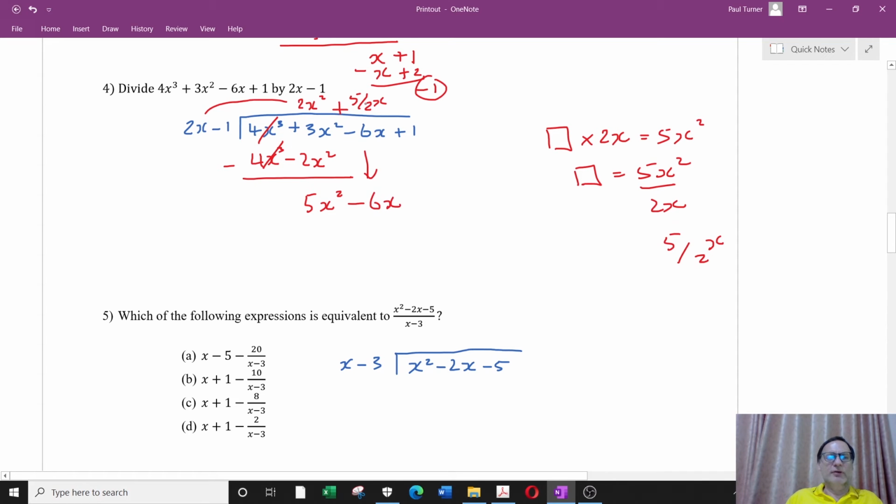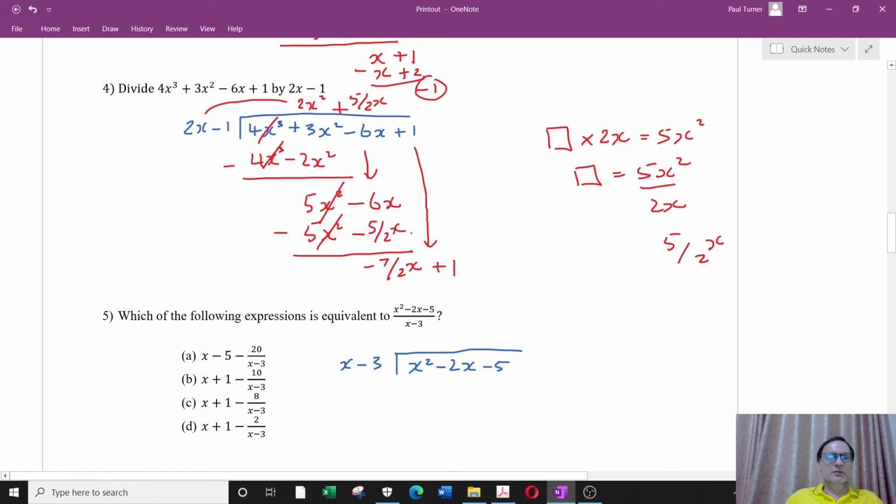Okay, so 5 on 2x times 2x will give you 5x squared. 5 on 2x times minus 1, minus 5 on 2x. Okay, 5x squared minus 5x squared is 0, gone. Minus 6x plus 5 on 2x will be minus 7 on 2x. You may need a calculator to do that. And then now drop your 1 down to be plus 1.